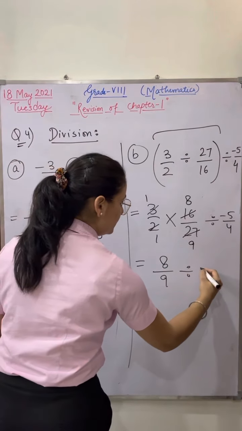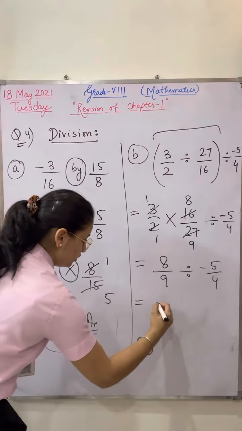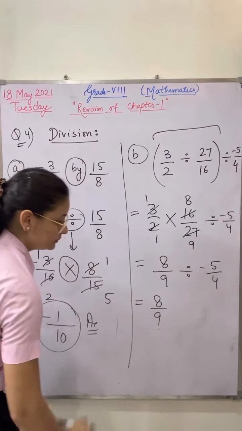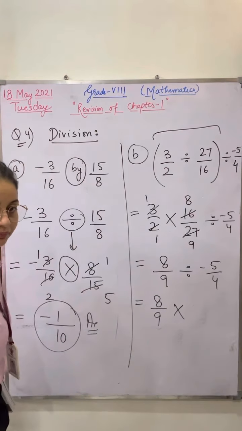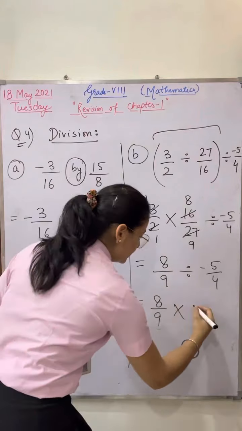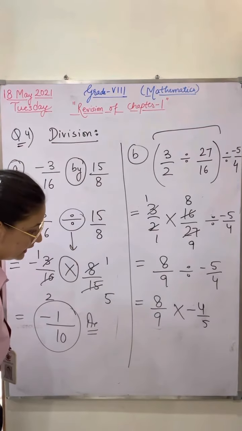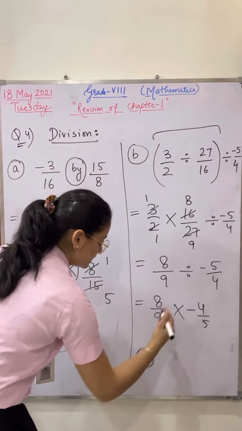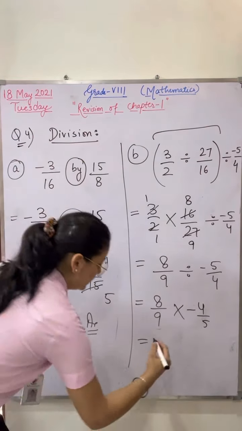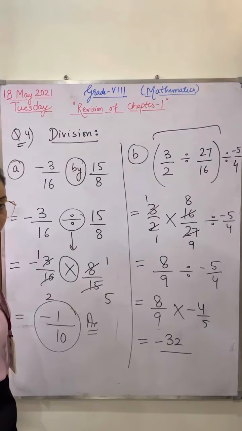Now divide by minus 4 upon 5. Now again, what should I write here? Multiply. And the next term will be the reciprocal, minus 4 upon 5. Okay. Now can it cancel anything? No, ma'am, we can't cancel. Okay. 8 fours are 32, so minus 32. 9 fives are 45.